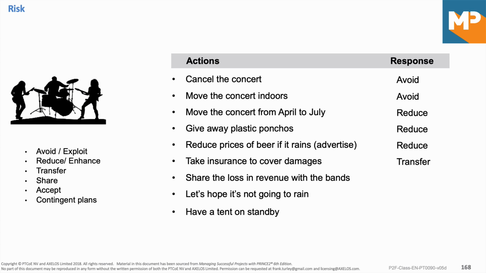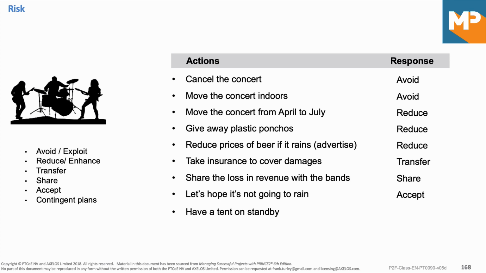Then the next one is share the loss with the bands. So we say to the bands, listen, if we get less money, you get less money. If we get more money, you get more money. But we're putting this show on for you, so let's share the risk. And they'll go, yes. That's both for opportunities, of course, and for negative risks, or threats, as well. Then we decide, let's just hope it's not going to rain. Do nothing. That's accept.